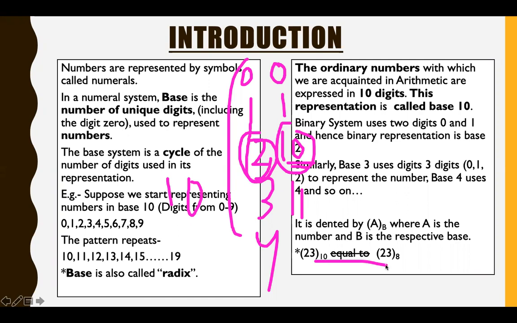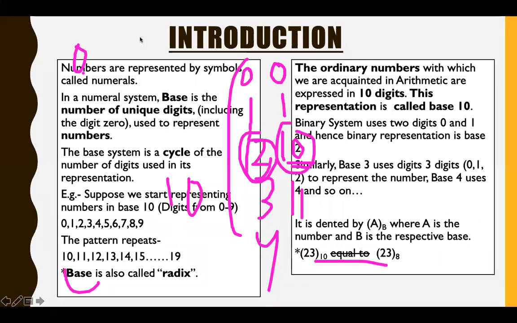23 base 10 is 27 in base 8. In base 8 the digits are 0 to 7, so you will go 0, 1, 2, 3, 4, 5, 6, 7. Then again the cycle will repeat. I'm just telling how to convert 23 in base 10 to base 8.